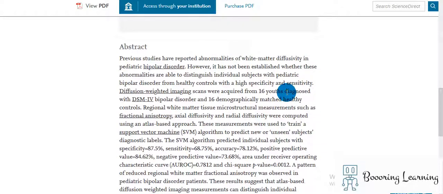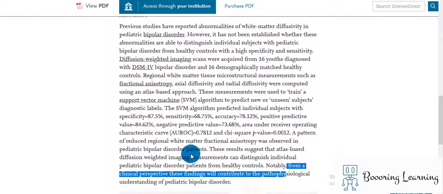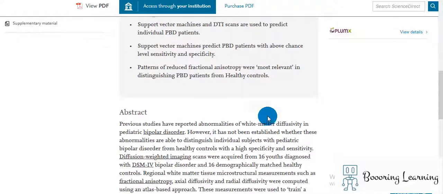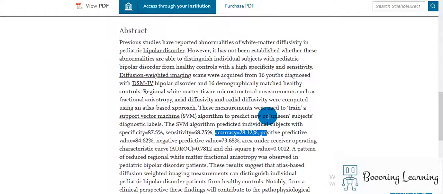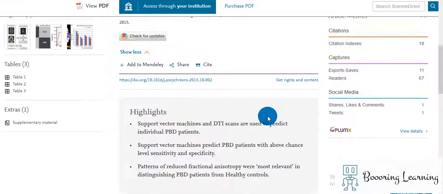So, because if they add some other variables and increase accuracy to like 90%, it probably can predict pediatric bipolar disorder better than psychiatrists. At least the machine will have higher inner consistency since it's a machine.